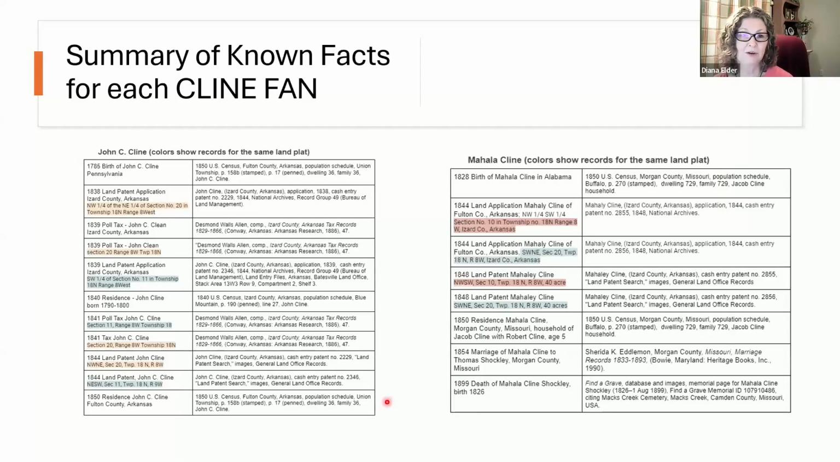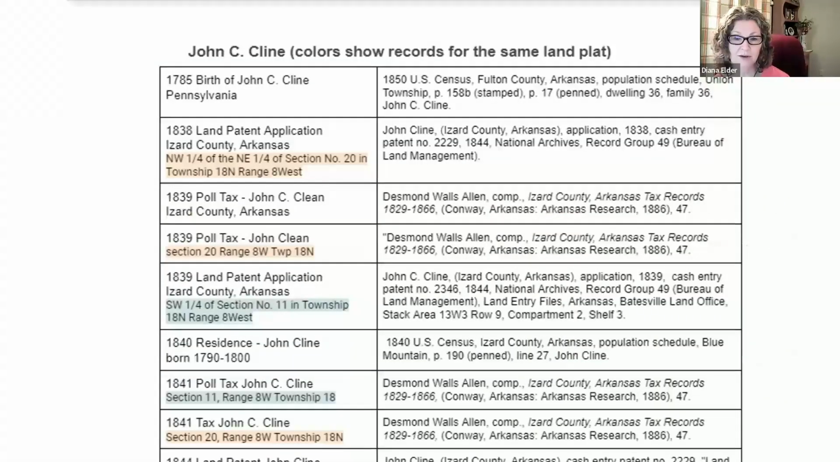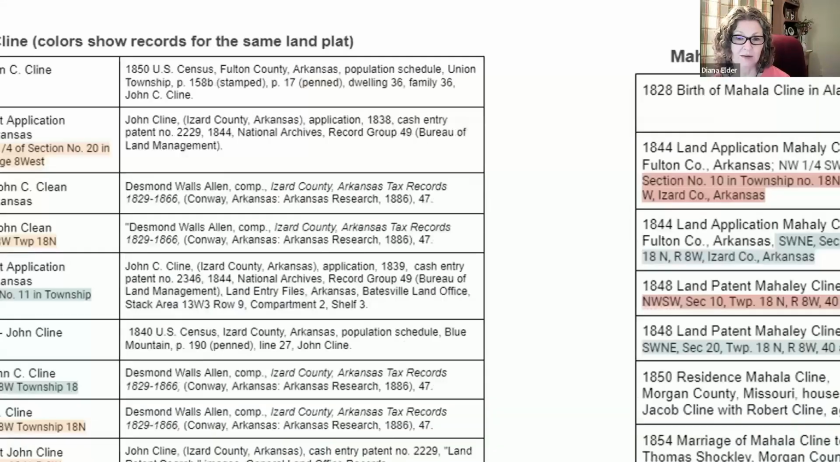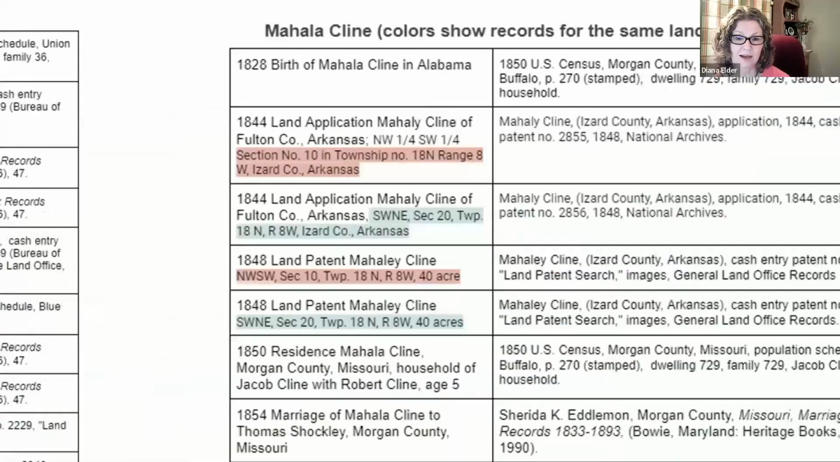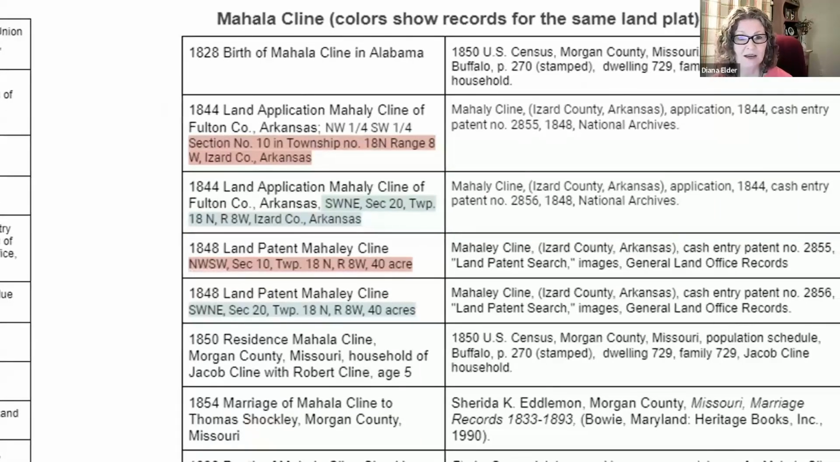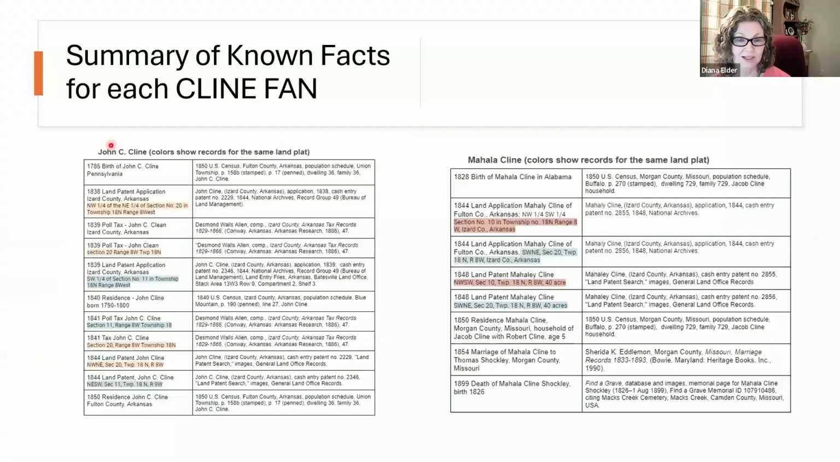So when I did the summary of known facts in the first project, I had tracked the land and taxes. I pulled out as much information as I thought I could find. But you will notice that in that first project, I just used a book for the tax records. Desmond Walls Allen had done a great book, and so I basically was just using that. And I decided that, for this next project, I was going to get original records because I had just been using some derivative records.